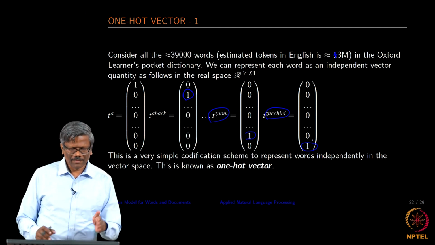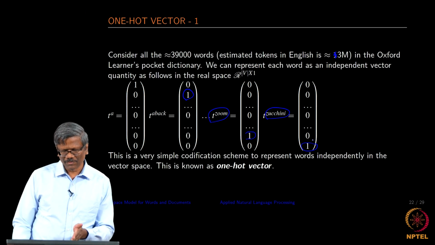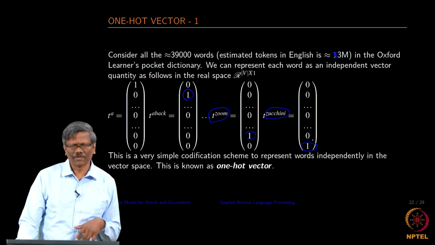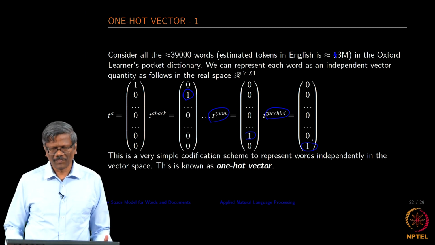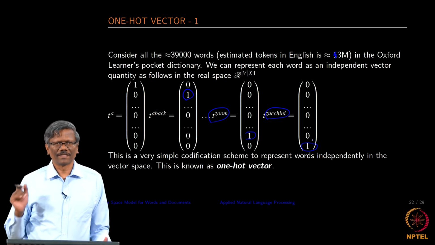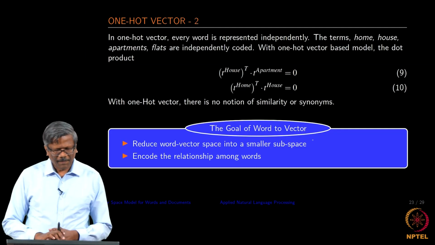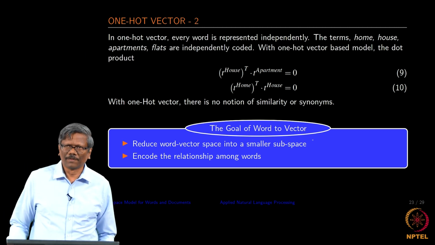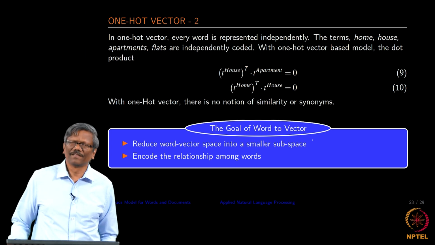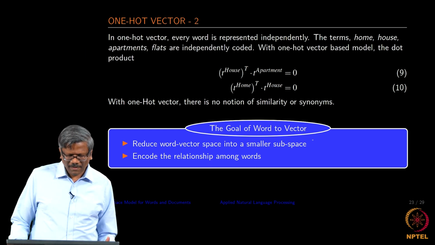If you look at this, there is no correlation between aback, zoom or zucchini and so on. They are all independent, that means they are orthogonal to each other in the vector space. So, what do you mean by orthogonal? As I mentioned earlier, if you do a dot product of two vectors that are orthogonal to each other, the resultant value would be 0.